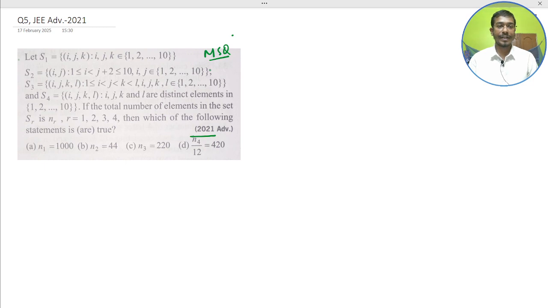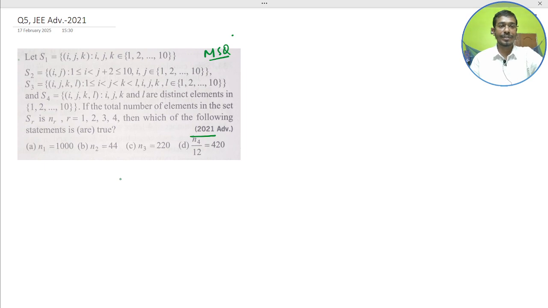and the set S3 is the set of (i, j, k, l). The first was a triplet, this is the pair, and this is the fourth one, a quadruplet, such that 1 ≤ i < j < k < l, where i, j, k, l belong to 1, 2, 3 up to 10. And the another set S4 is the set of (i, j, k, l) such that i, j, k and l are distinct elements in the set 1, 2, 3 up to 10.